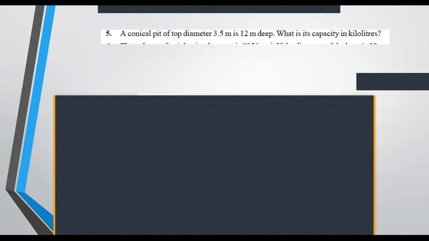This is the question. A conical pit under the ground of top diameter 3.5 meter is 12 meters deep. Now, what is its capacity in kiloliters? First, give me the answer in meter cube.